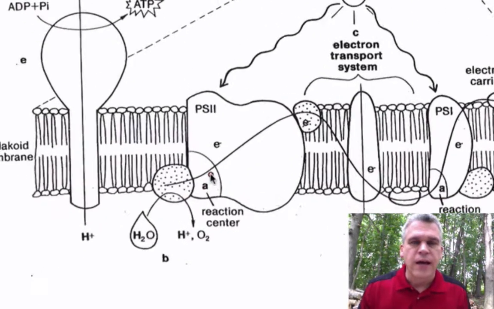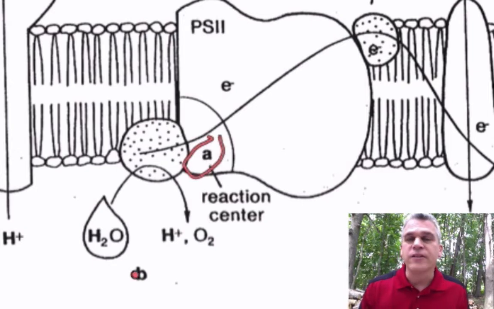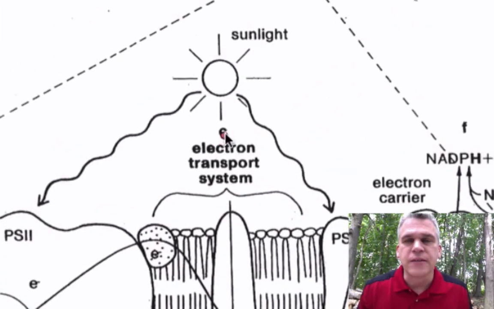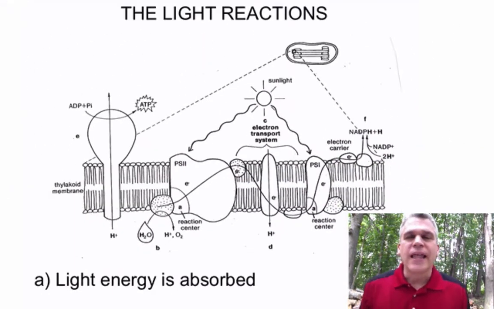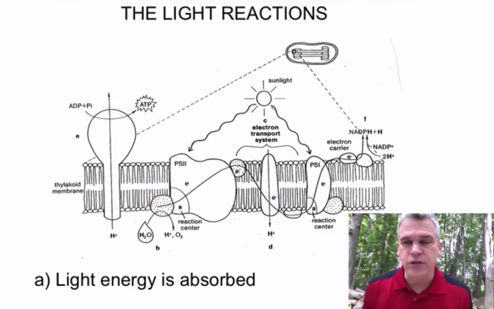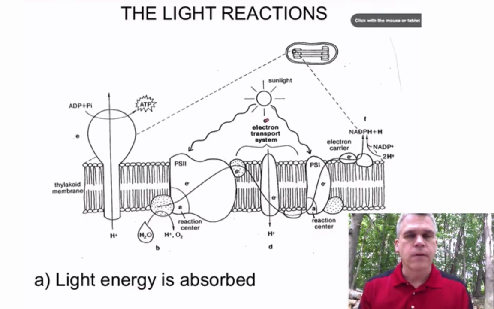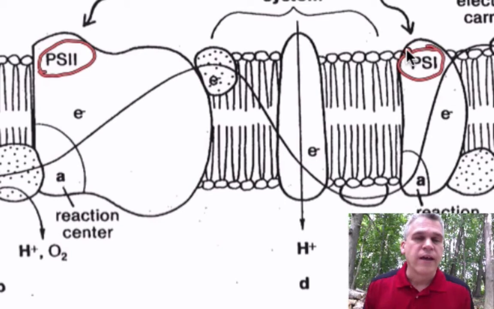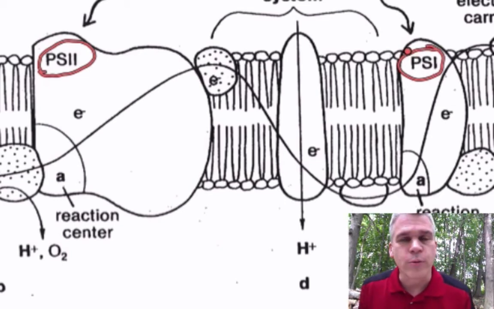For instance, we have letter A. That's going to, in essence, be kind of the first step. Letter B, letter C, and so on. First of all, light energy is being absorbed, and it's being absorbed in two specific locations. Notice here it's PS2 and PS1. Now that doesn't stand for PlayStation, that stands for Photosystem 1 and Photosystem 2.